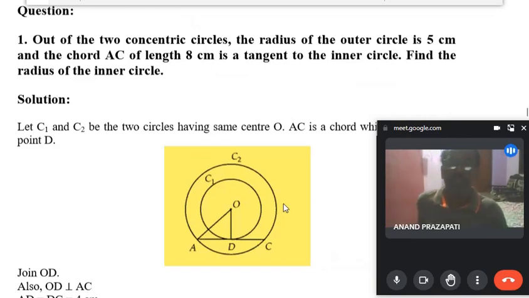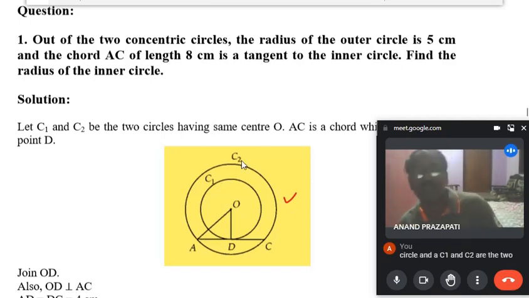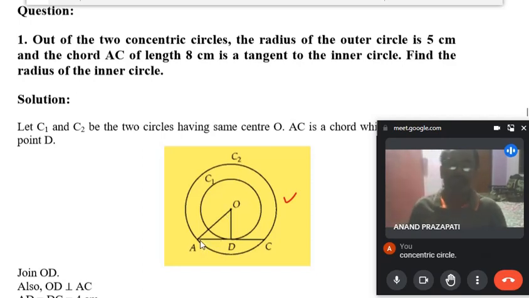So this is the relevant figure of this question. Here O is the center of both circles, and C1 and C2 are the two concentric circles, and AC is the chord on the circle of the center C2 and AC is the tangent of the circle whose center is C1. Hope that there is no problem to understand this figure.